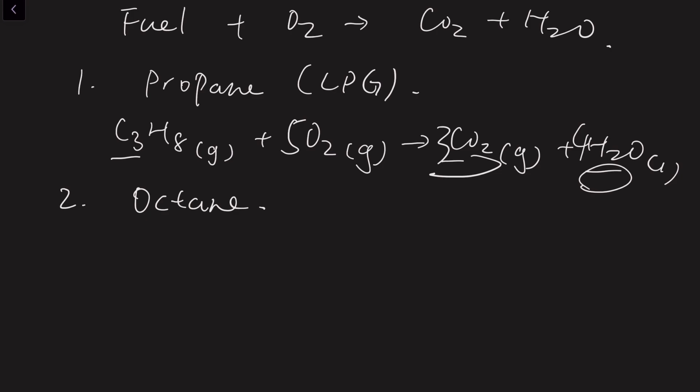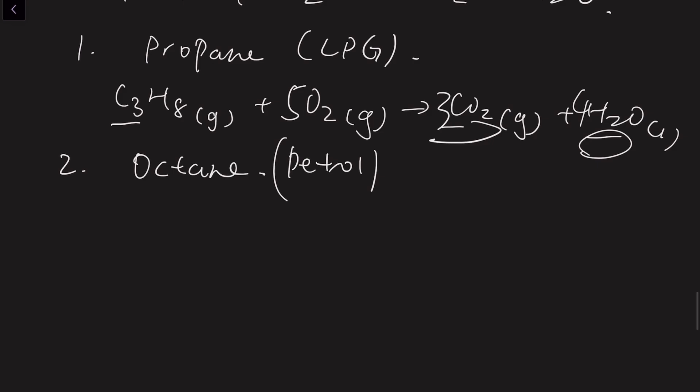Now let's do octane, which is petrol. We know we have 8 carbon atoms in octane, based on the naming convention. Because of this ANE, we know that it contains single bonds only. So the general formula is C8H18. A trick is that you just times the amount of carbon by 2 and then add 2 if it only has single bonds. So 8 times 2 is 16, 16 add 2 is 18.